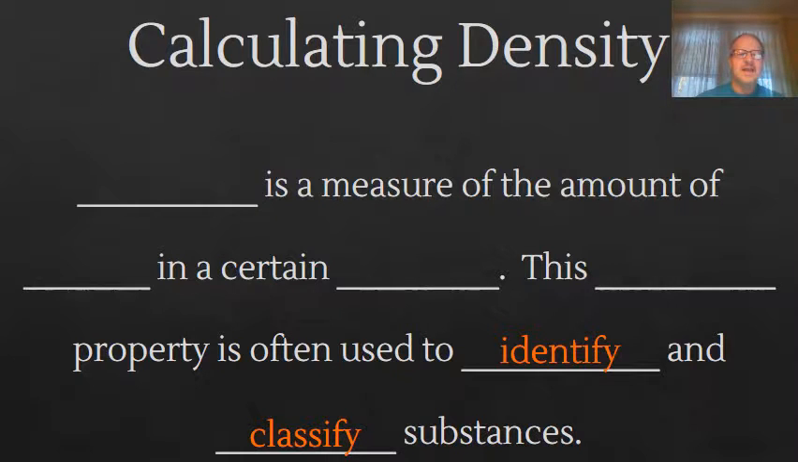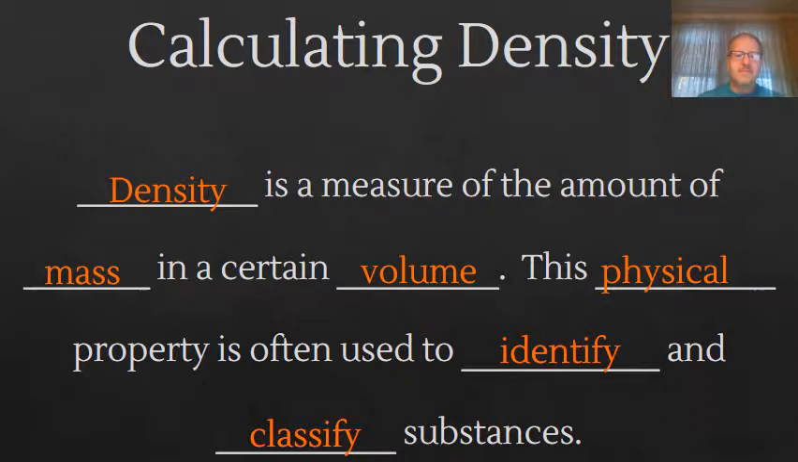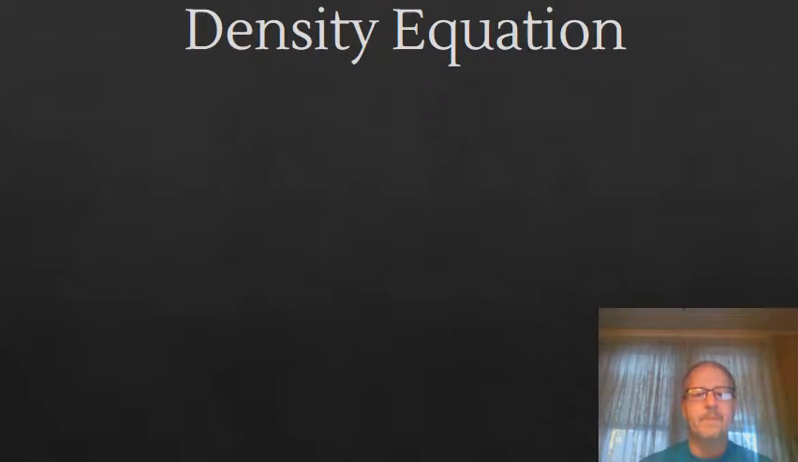Calculating density requires us to know what the definition is. By way of review, we should already know that density is a measure of the amount of mass that we find in a certain volume. So we have an object with a specific amount of mass and a volume that we already know. From that we can calculate density. Density is a physical property, not a chemical property, and this physical property is often used to identify and classify substances.